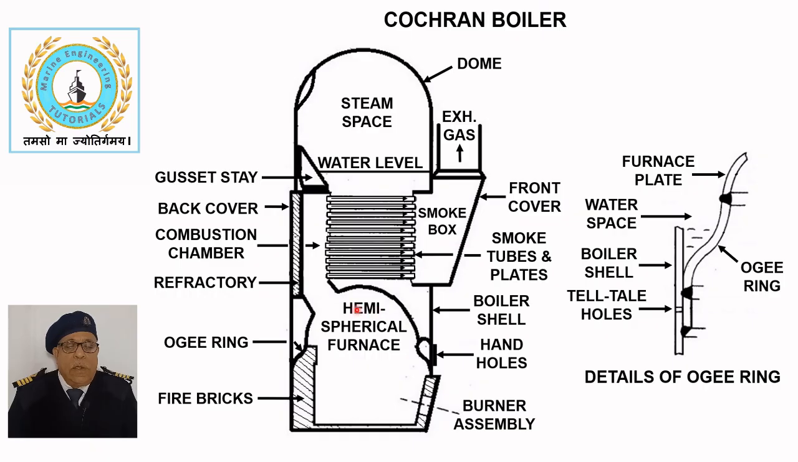Access to the smoke tubes for maintenance and repair is provided by refractory lined front and back covers. A manhole is provided in the steam space for entry into the boiler drum.